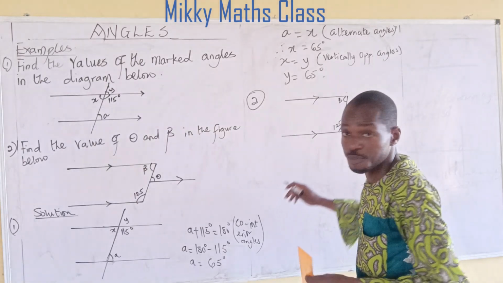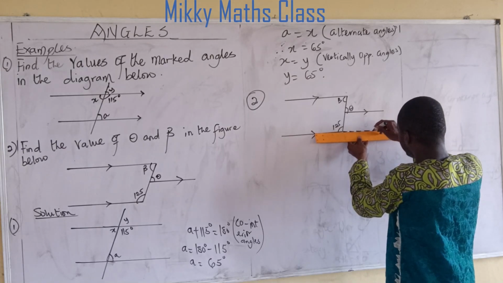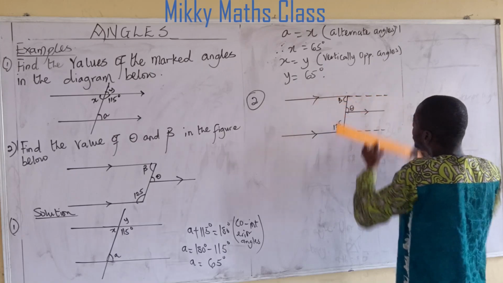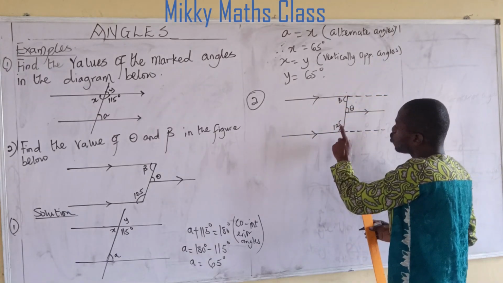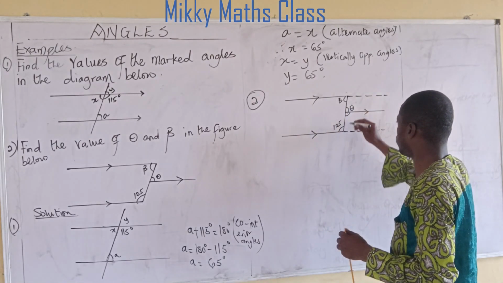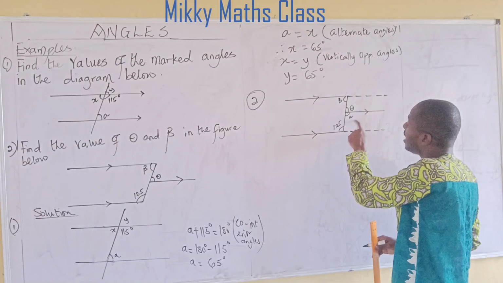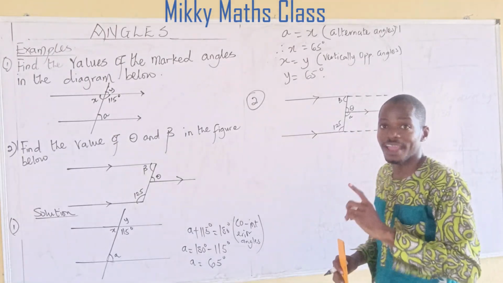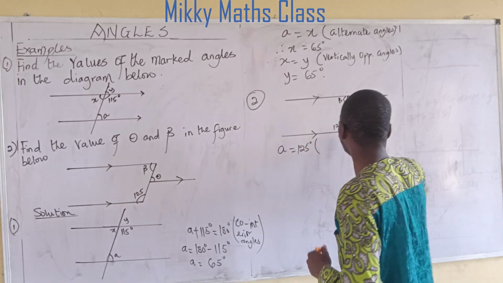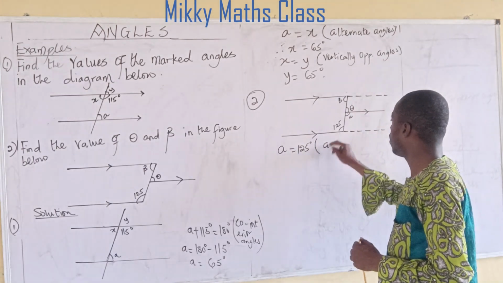Now, for us to solve it, we produce lines parallel to this. So, extend this parallel line. Extend also this one. If here is 125, let's call this angle A. If here is 125, automatically A will be 125. Why is A 125? Because A is alternate to 125, I can form my Z from there.